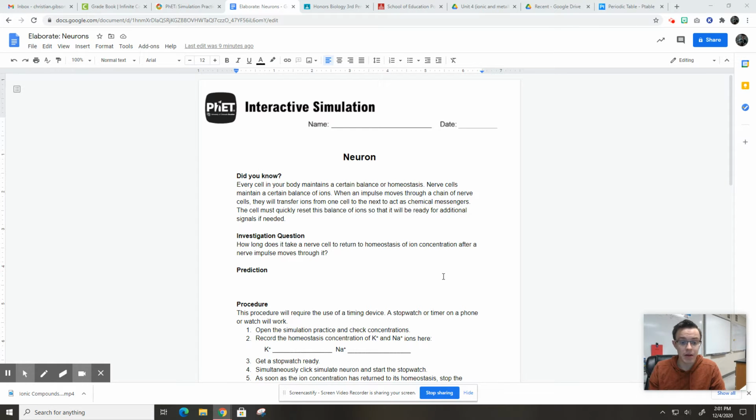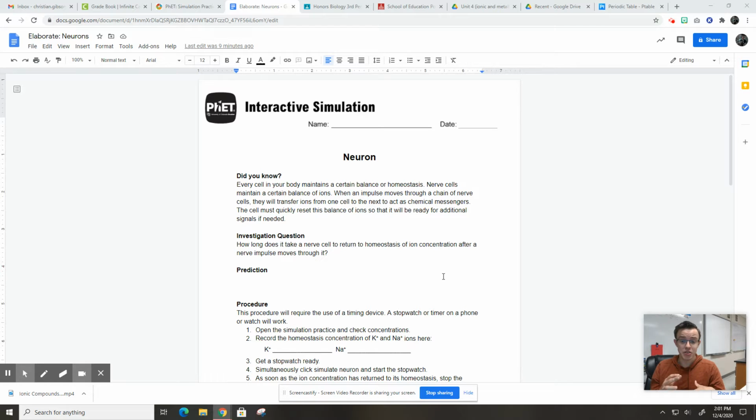So remember that every cell in your body maintains homeostasis. It's not just your whole body, but every cell in your body, okay? And nerve cells are no exception. They also have to maintain a balance, and they have to maintain a balance of what's called ions.